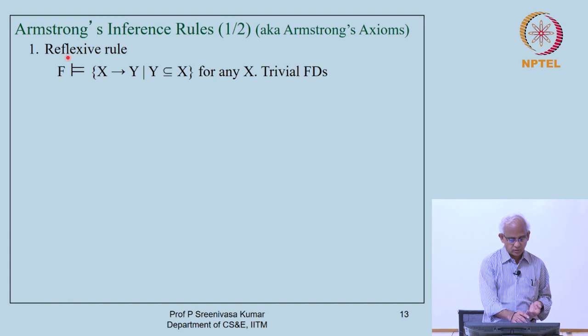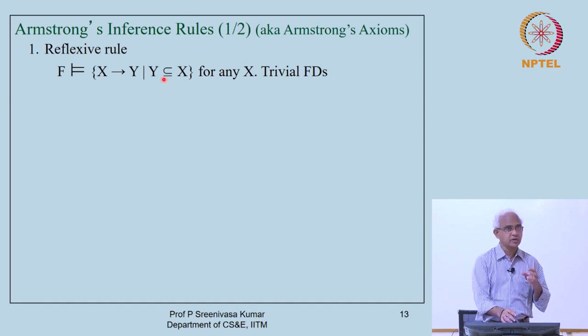The first one is called the reflexive rule, which always holds. If F entails X determines Y for all X determines Y such that Y is a subset of X, these are actually trivial functional dependencies. What it is basically saying is that whatever the given set of functional dependencies, we can always derive trivial functional dependencies out of it. These trivial functional dependencies are those which have their right hand side as a subset of the left hand side. So, trivial like this.